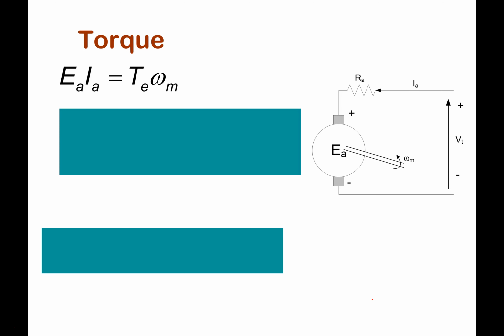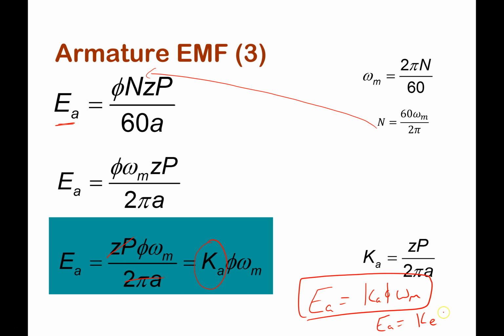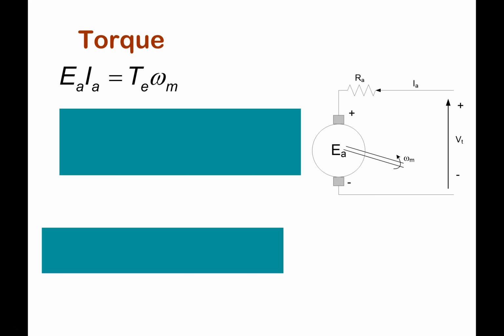So we have EA equal to Ka phi omega m. This is one of the equations you have to know. Sometimes you'll get EA equal to Ke omega m, where phi is incorporated into your Ke. So now that was the armature EMF.